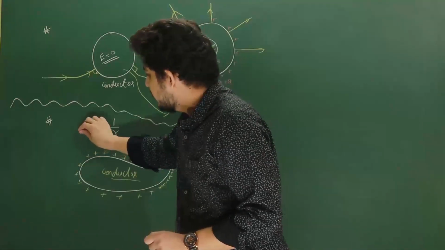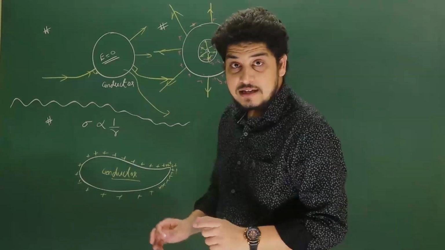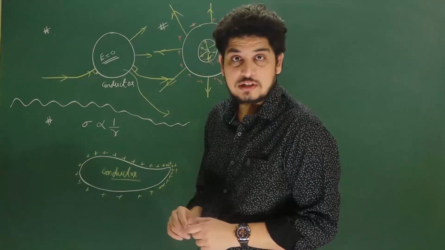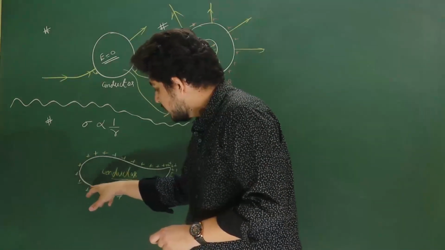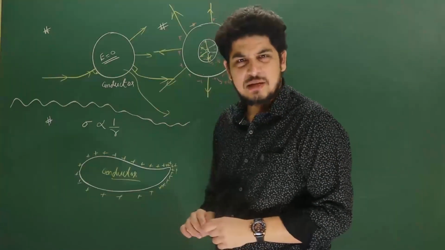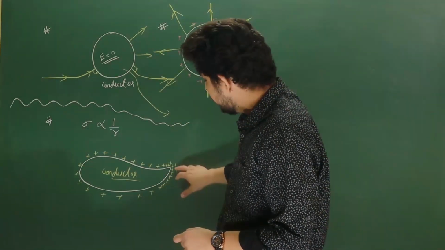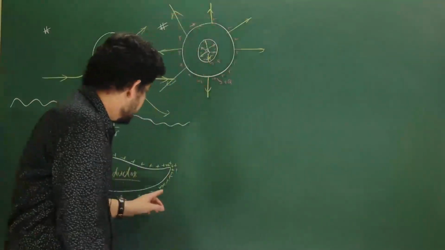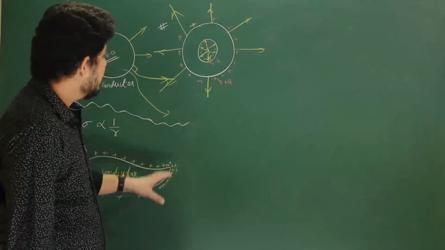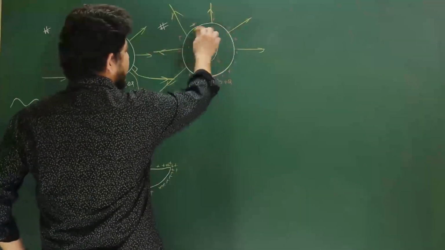Now this surface charge density sigma is proportional to 1 by r. Sigma is the surface charge density. This is proportional to 1 by r, where r is the radius of curvature. So where the radius of curvature is more, the surface charge density will be less. Getting my point? Similarly, where the radius of curvature is very, very less, the surface charge density is very, very dense. You can see here the charge density is very, very high here, but the charge density is very, very low here. Getting my point?